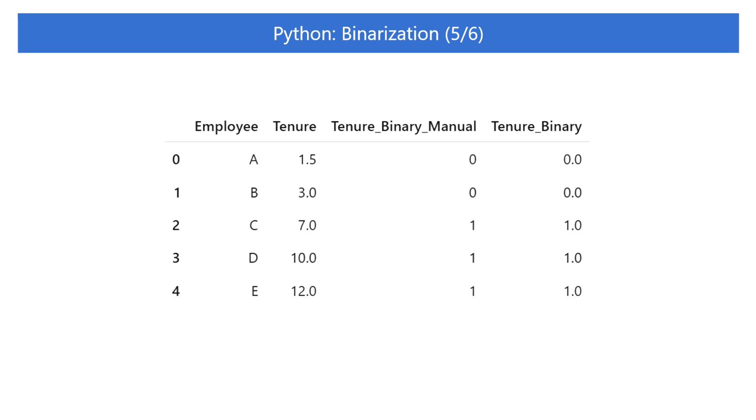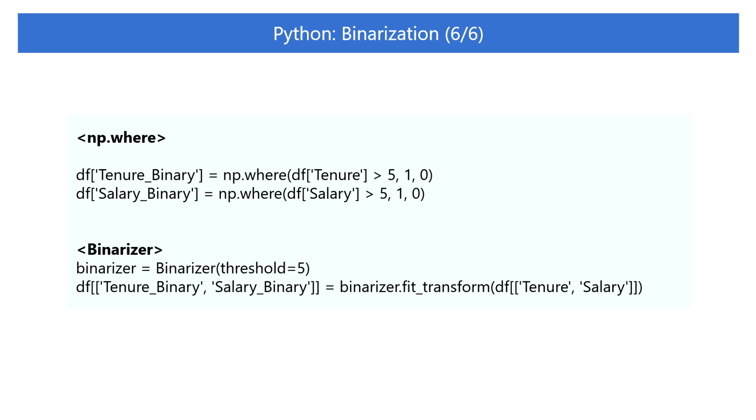The newly created column tenure binary has the same data created by np.where. As we can see, the same binarization result can be obtained using either np.where or scikit-learn Binarizer. An advantage of using scikit-learn Binarizer is that it enables us to apply the same threshold-based transformation to multiple columns at once. This is more efficient than manually writing np.where for each feature.